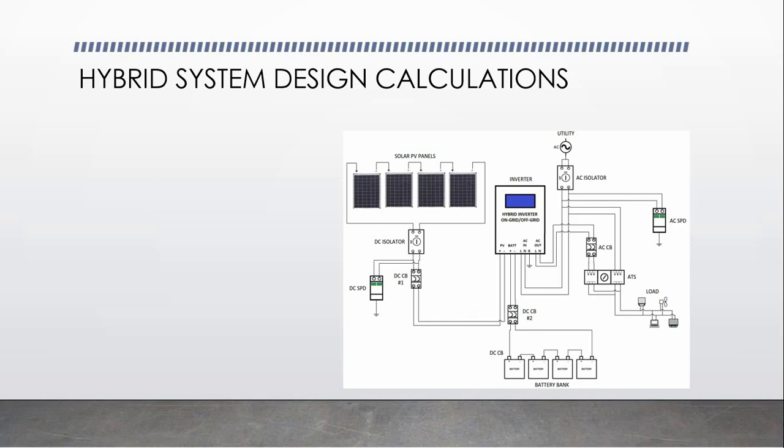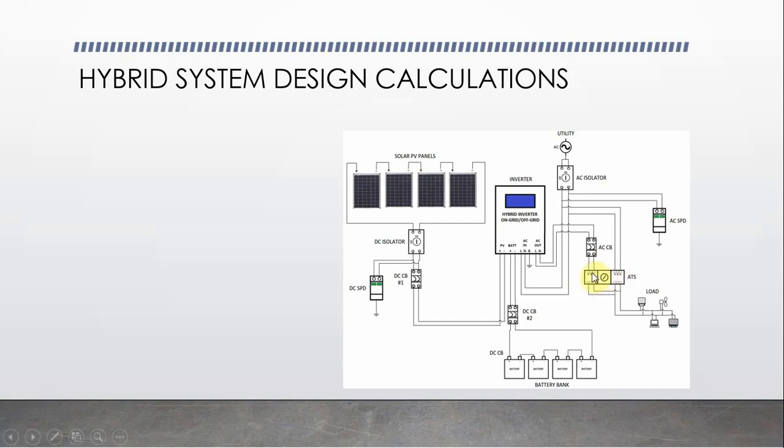The hybrid system is almost the same as the off-grid system that we have discussed in the previous lecture. The only difference is that the solar charge controller and the inverter are now combined as one equipment. This one. There is also an added equipment, which is the ATS, or the automatic transfer switch. This one.